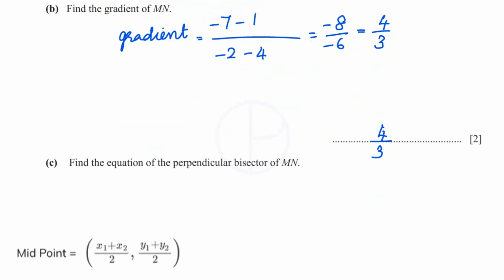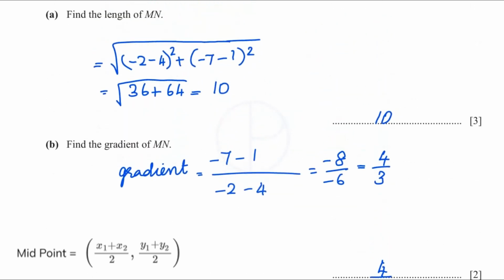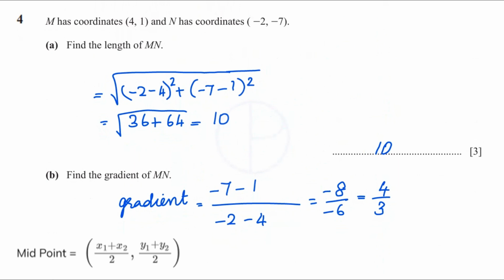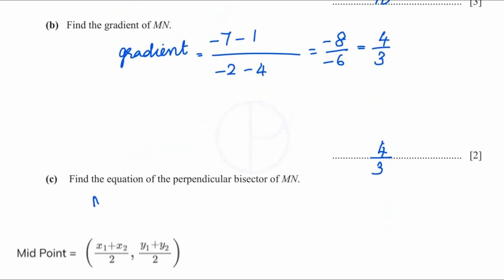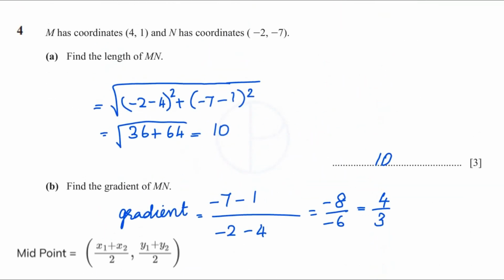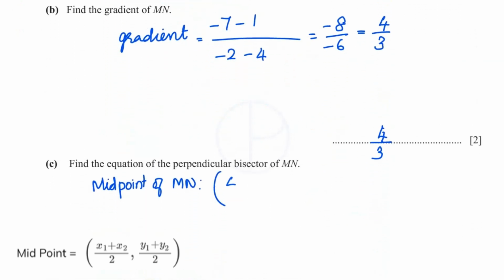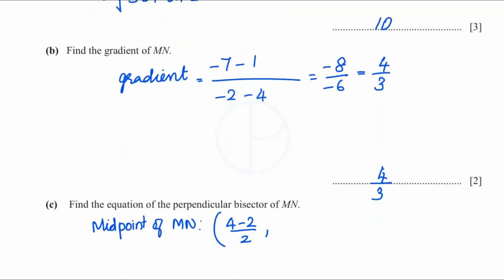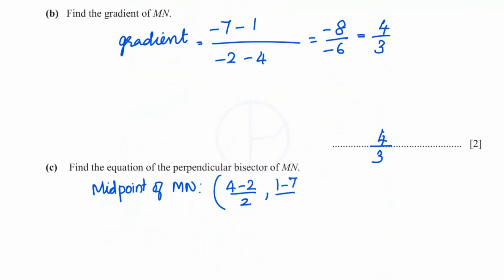The next part of the question is find the equation of the perpendicular bisector of MN. To find the perpendicular bisector of MN, first we need to find the midpoint of MN. Midpoint of MN is x1 plus x2, so 4 minus 2 divided by 2, and 1 minus 7 divided by 2, which is 2 divided by 2. So 1. -6/2, which is -3. So the midpoint is 1, -3.